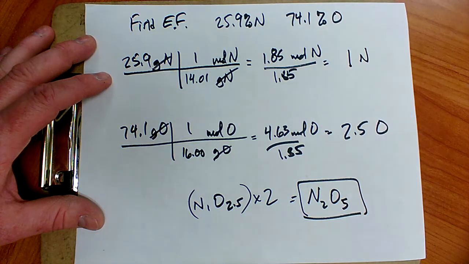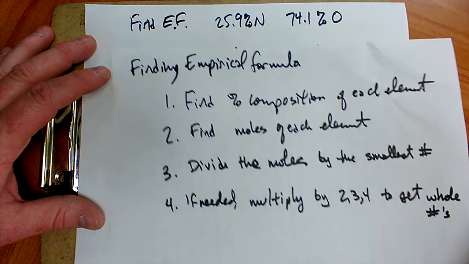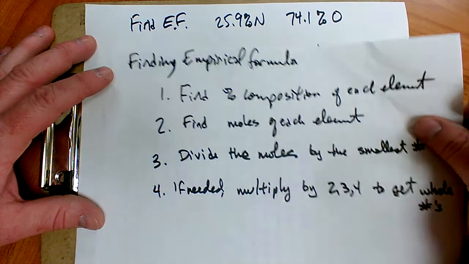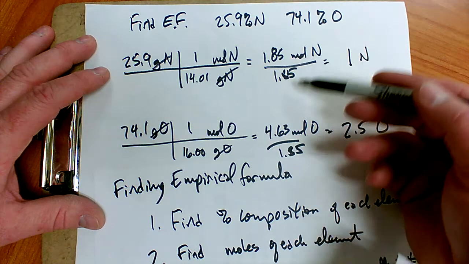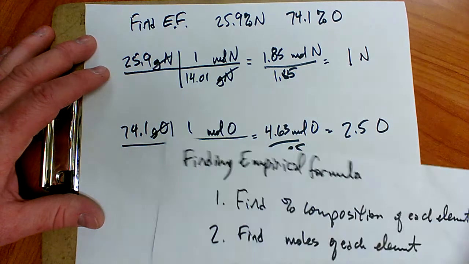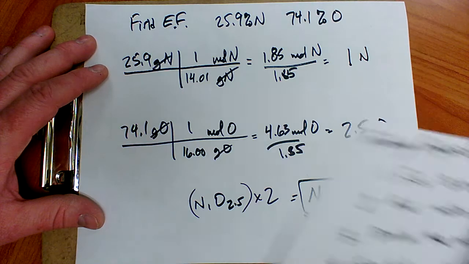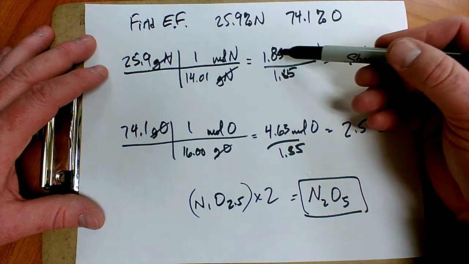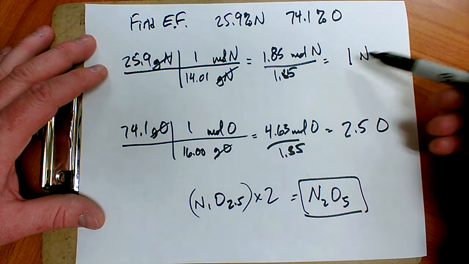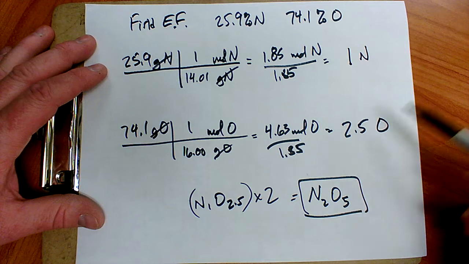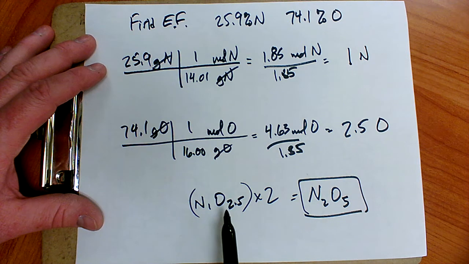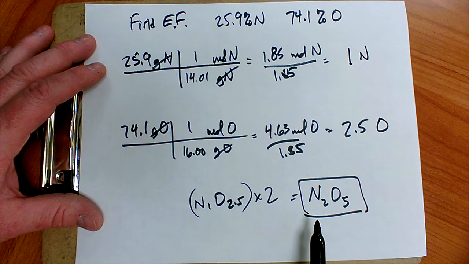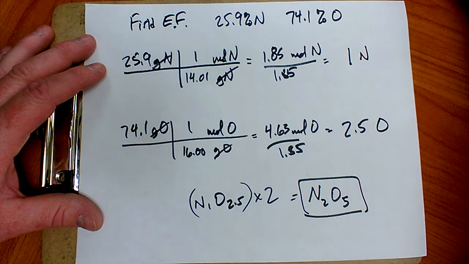So again, just following those steps, we found the percent composition. It was actually given to us that way. We found the moles of each element by converting using molar mass. 1.85 moles of nitrogen, 4.63 moles of oxygen. Step 3 was to divide the moles by the smallest number. 1.85 was the smallest number of moles, so I divide all of these numbers by 1.85. This gives me 1 nitrogen and 2.5 oxygens. So my formula is N1O2.5, except you can't have a partial atom. So I'm going to multiply that by 2 so that I get whole number subscripts on my chemical formula, N2O5. And that is how we find the empirical formula, following those steps.